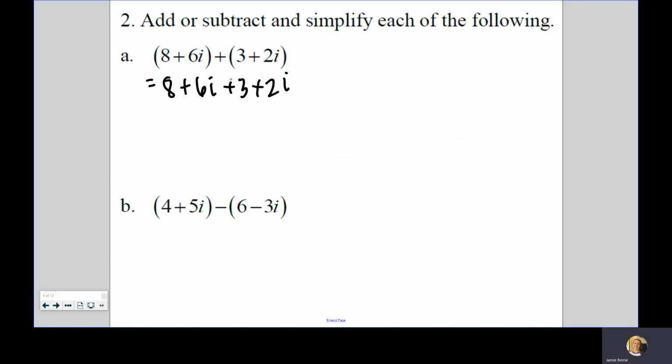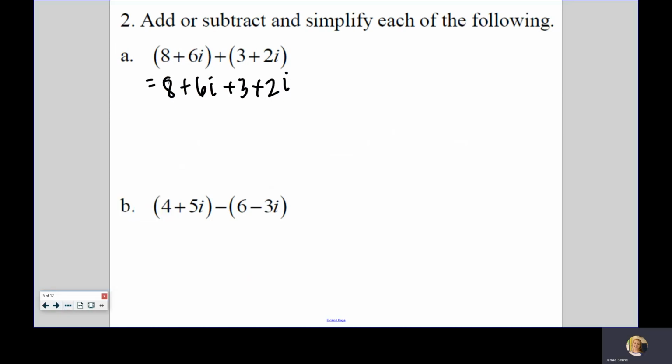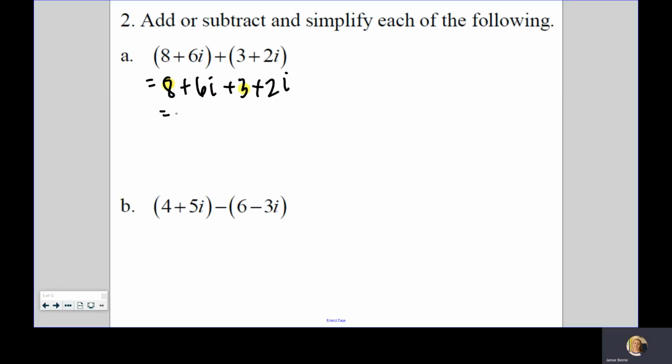So it's 8 plus 6i plus 3 plus 2i, and then just add your like terms. So we'll do 8 plus 3 is 11 plus 6i plus 2i. Just add the coefficients. That's just 8i. And each of these answers should be written in the form a plus bi. So write the real part first, imaginary part second. And that's it. You're done. Super easy.